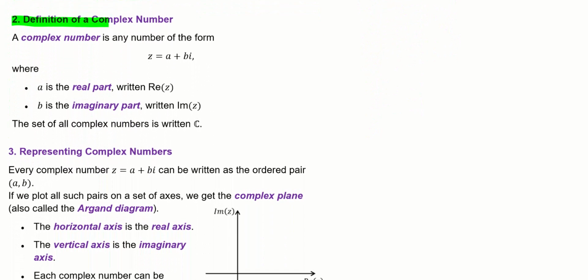The definition of a complex number. A complex number is any number of the form z = a + bi, where a is the real part, written Re(z), and b is the imaginary part, written Im(z). In this, a and b are real numbers.